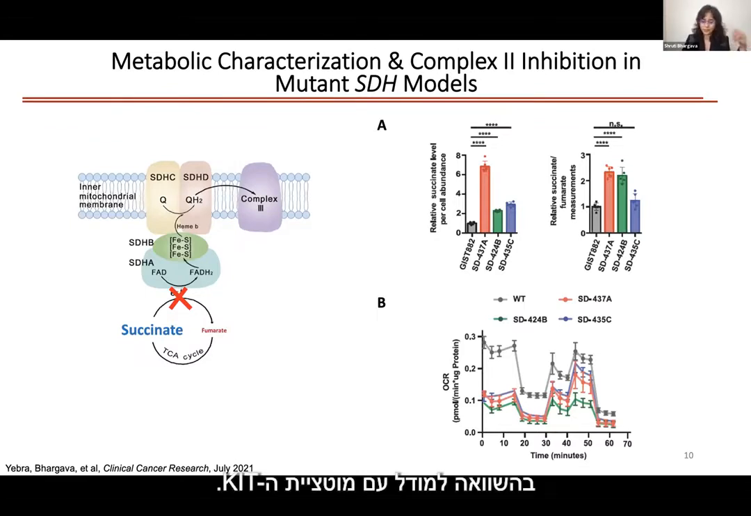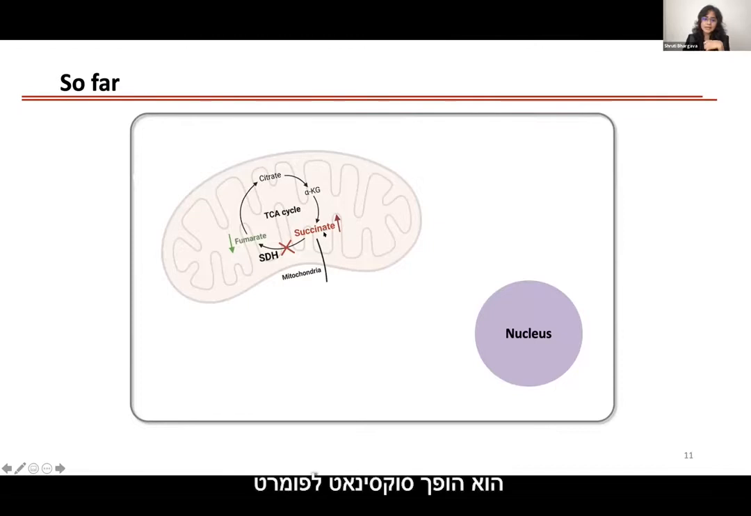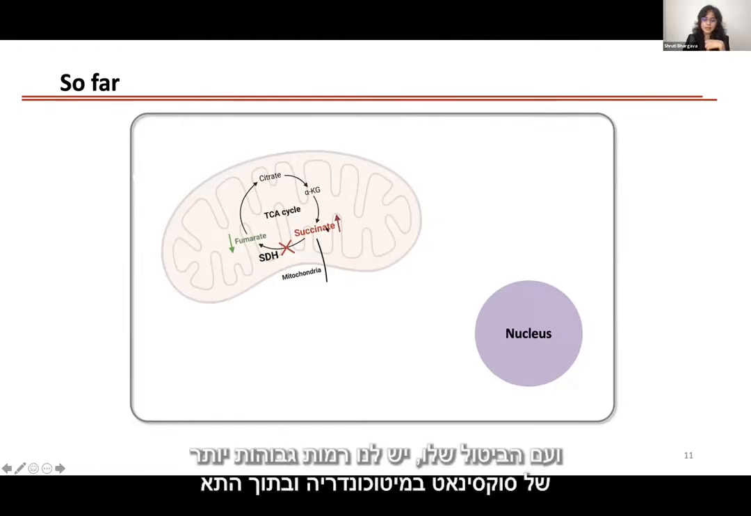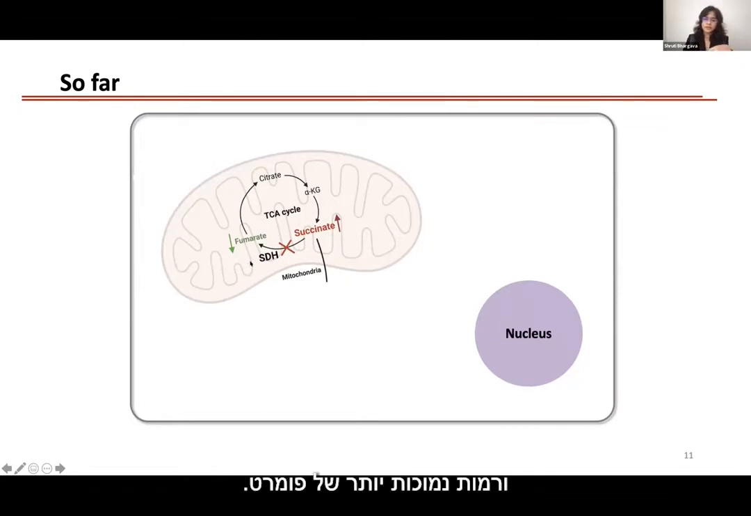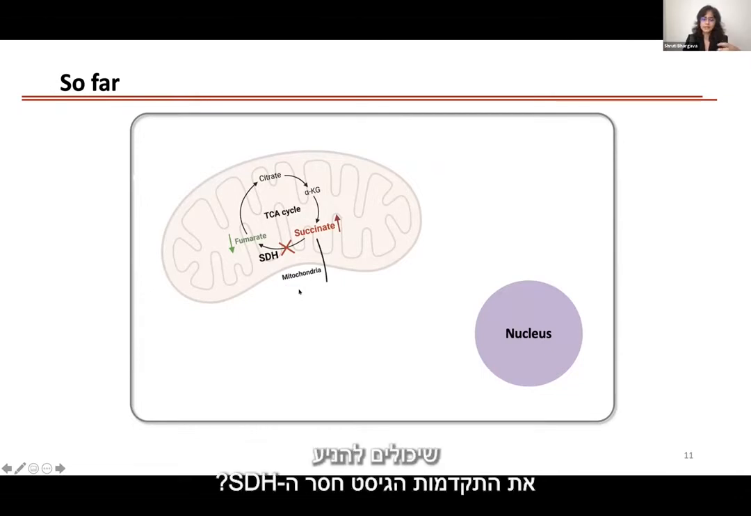We also saw deficient respiration in the SDH deficient GIST models as compared to the KIT mutated model. So far, we have seen that the SDH complex is playing an essential role in the TCA cycle, or cellular respiration. It is converting succinate to fumarate. With its abrogation, we have higher levels of succinate in the mitochondria and inside the cell, and lower levels of fumarate. So what are the other things changing inside the cell that can then drive the progression of these SDH deficient GISTs?